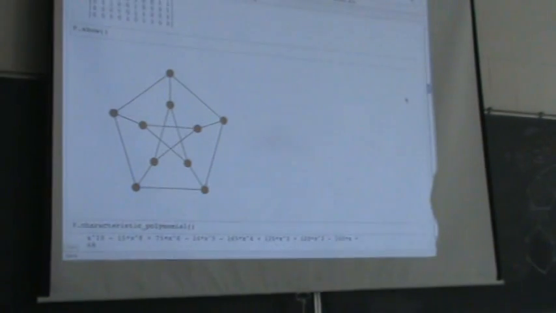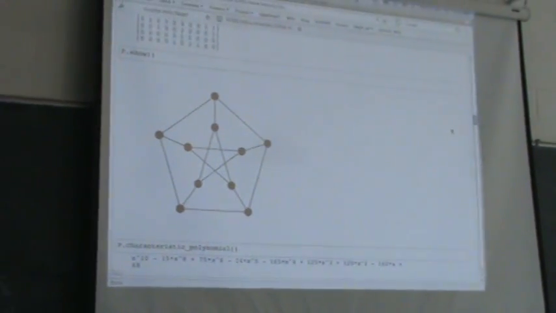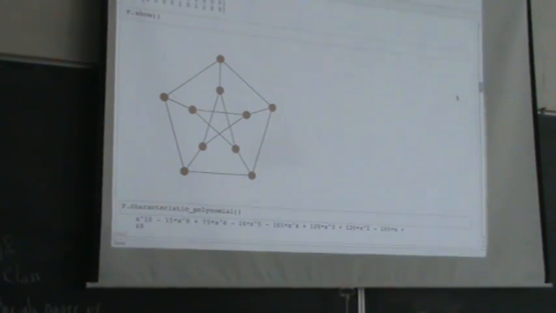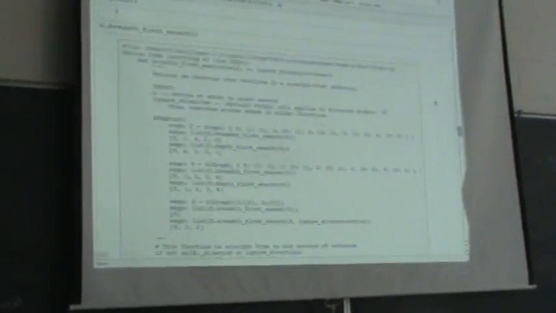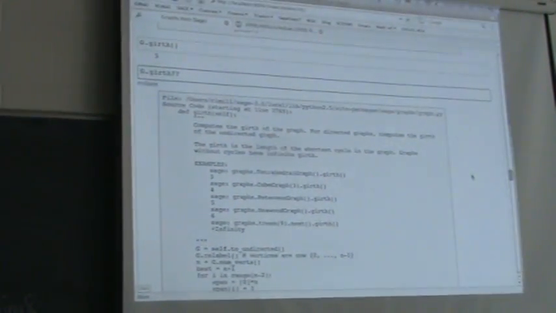So I think G is still the Petersen graph here. And I calculate its girth, and the girth is 5. So looking at the Petersen graph, what that means is that there are no triangles and no squares, right? No cycles of other shorter lengths. But this is a pretty good example of how to use a breadth-first search in a non-trivial way.